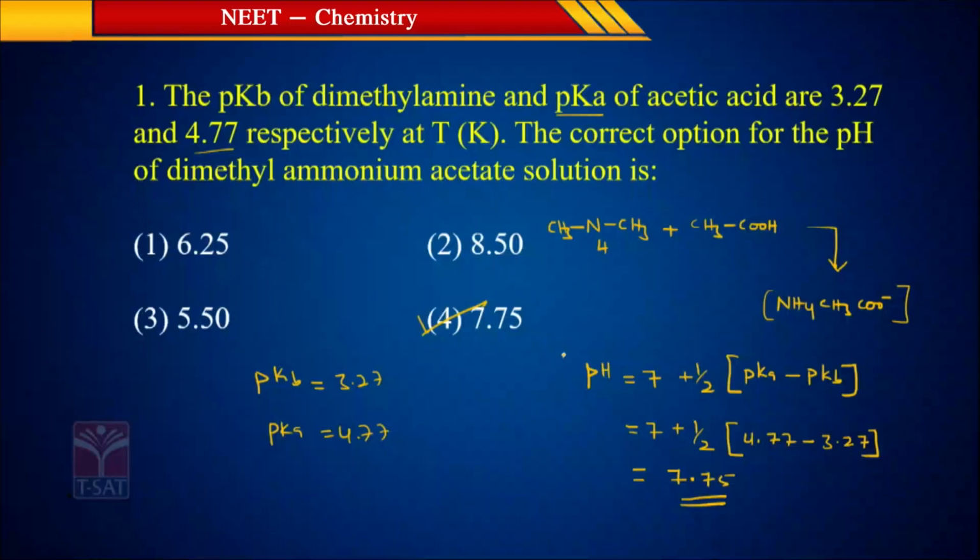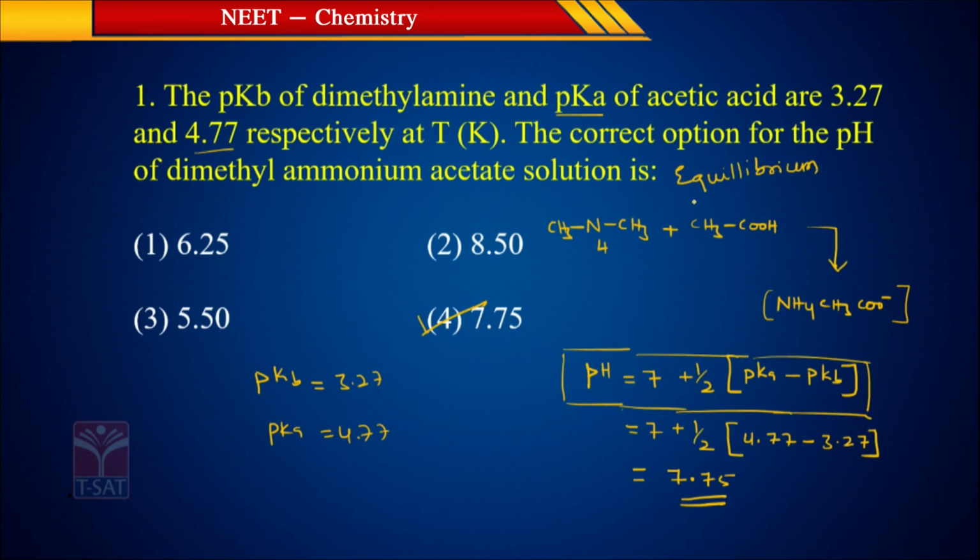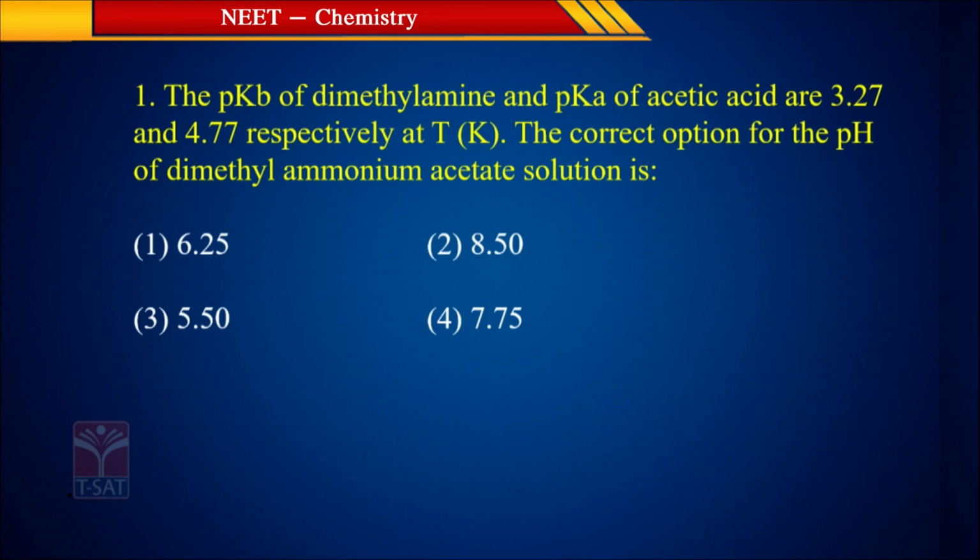So this formula is very important to calculate pH when you are given the pKa value and pKb value. pH is equal to 7 plus half into pKa minus pKb. This particular question is from which chapter? Chemical equilibrium chapter, and we will be moving to the next question.